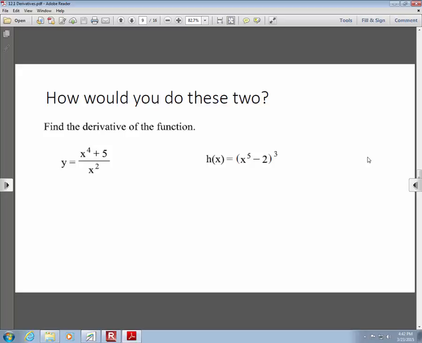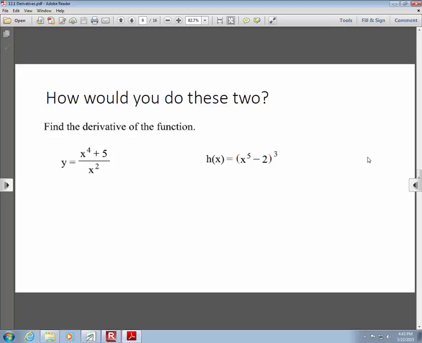Well, the way I would do this one is, number one, I can't have that x squared in the bottom, so I've got to take it to the top. So y equals, watch how I do this, x to the negative 2. But see this x to the fourth plus 5, put that in parentheses, because now it went from x squared dividing x to the 4 plus 5 to multiplying x to the 4 plus 5, but it's a negative exponent, right? Okay, so now I distribute that negative x squared into the parentheses.